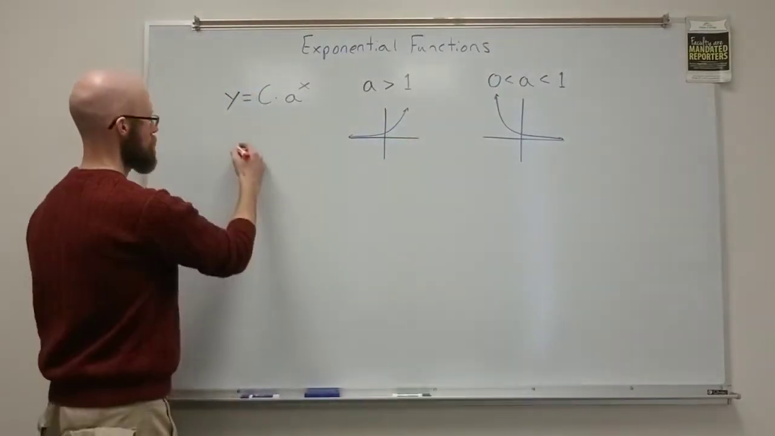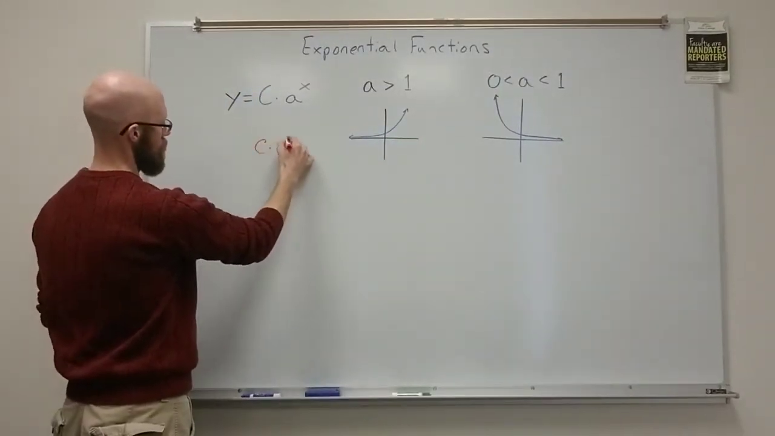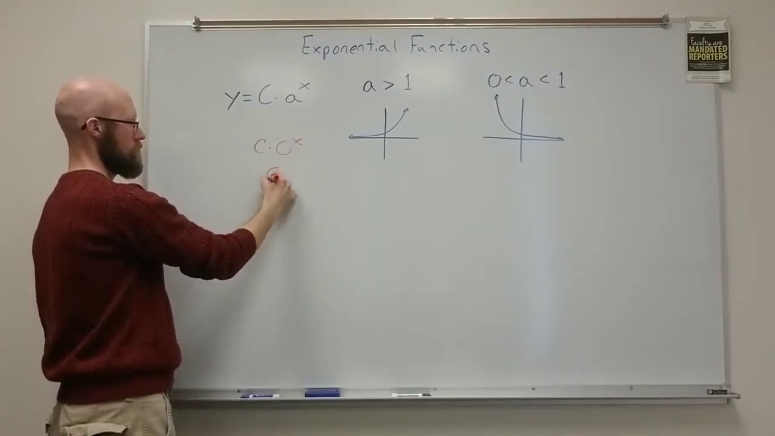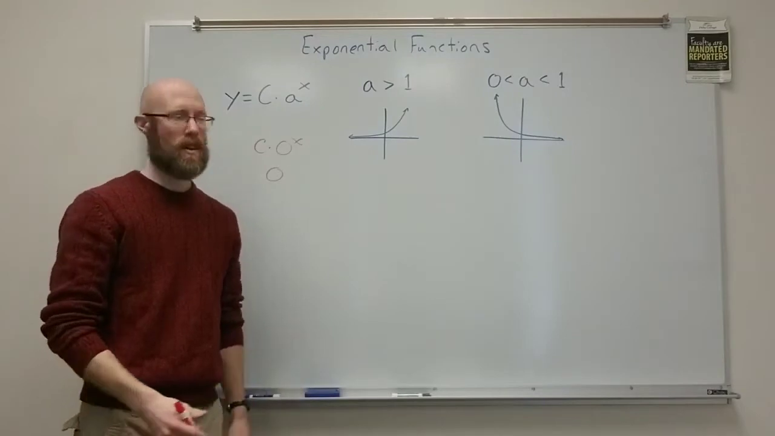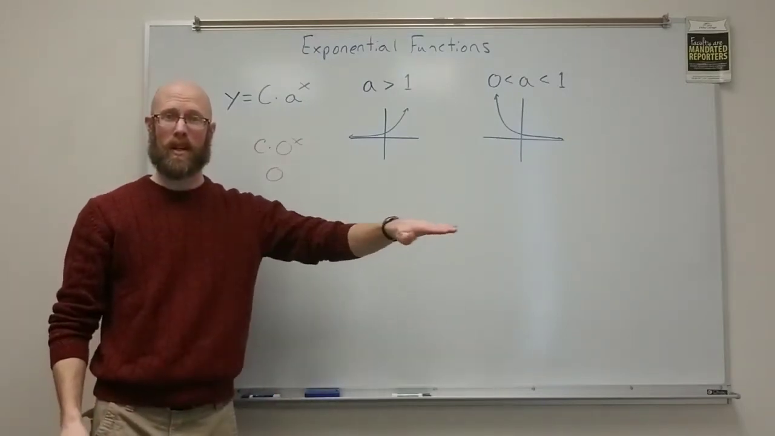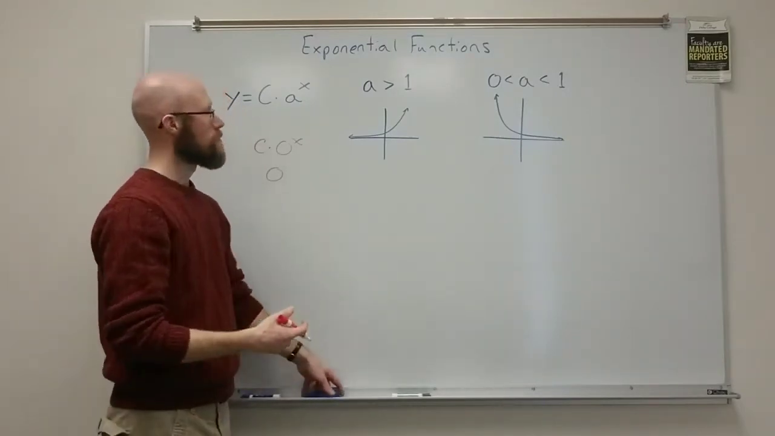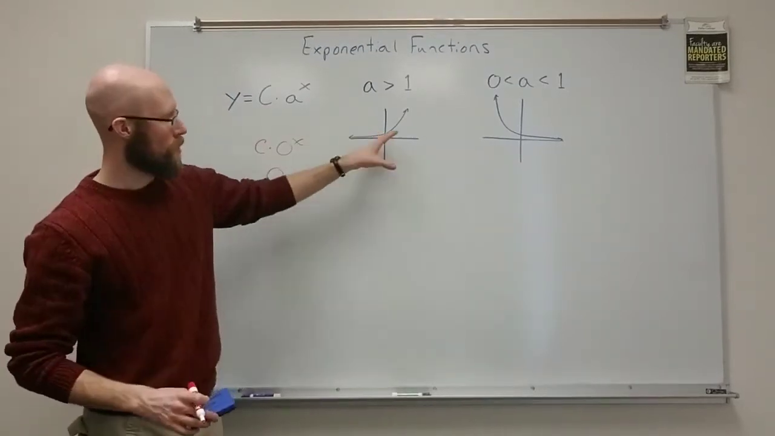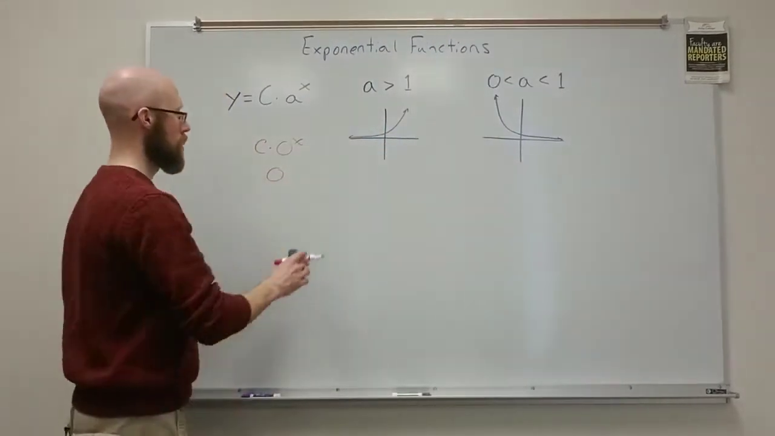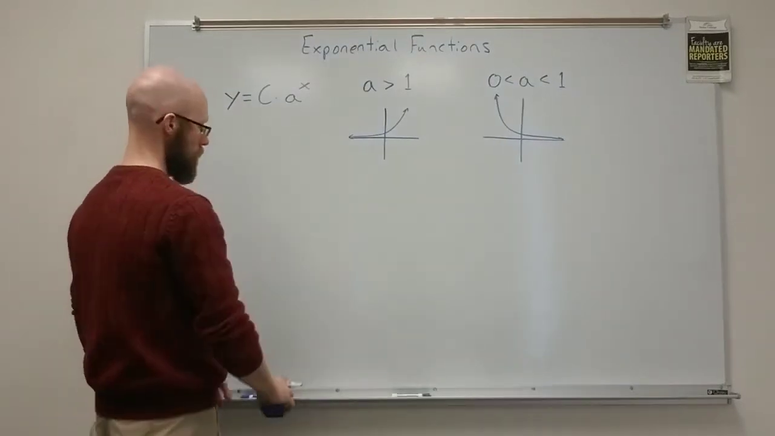If we had 0 as our base, we'd have c times 0 to the x. Well, 0 to the x is 0. And c times 0 is 0. Everything zeroes out. You also get a horizontal line, but it's right on the x-axis. Again, an interesting function, but not exponential. It doesn't really give us these cool behaviors, growth or decay.